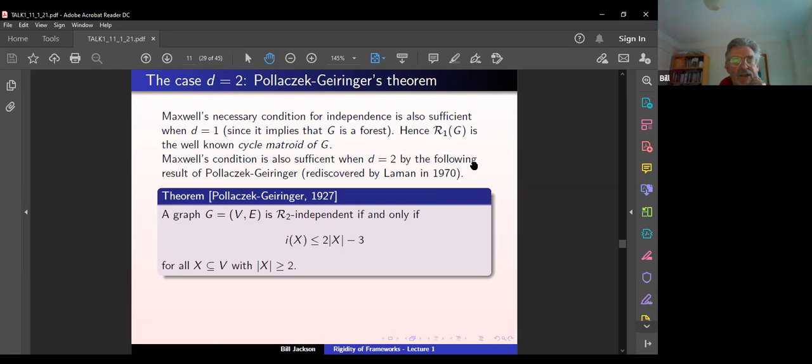Pollaczek-Geiringer showed many years ago, in 1927, that a graph is independent in the generic 2-dimensional rigidity matroid if and only if each set of at least 2 vertices induces at most twice the number of vertices minus 3 edges. So independence in D equals 1 and D equals 2 is given by a sparsity condition on the graph. It's independent as long as no subset induces too many edges. This famous theorem was known for a long time as Laman's theorem. It was rediscovered by Laman in the 1970s, and then it was discovered that it had been originally proved by Pollaczek-Geiringer many years earlier.